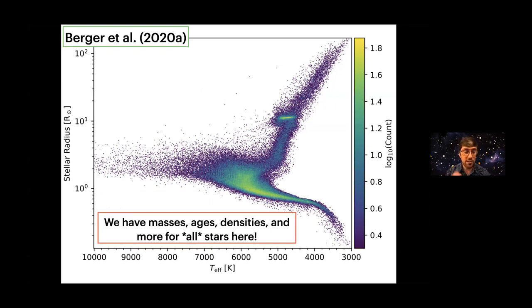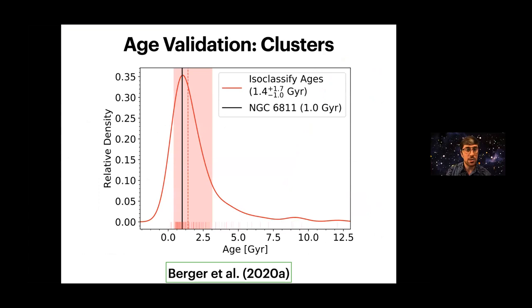Now, before we get too far ahead of ourselves, I want to take a step back and make sure that one of these properties, which I'm going to focus on for the rest of this talk, ages, is validated and well determined. So one of the ways we went about validating our ages in this catalog was to compare to clusters. There are a few clusters within the Kepler field, but we decided to focus on NGC 6811, which has an isochrone main sequence turnoff age of about 1 gigayear or so. And that is plotted here as this black vertical line.